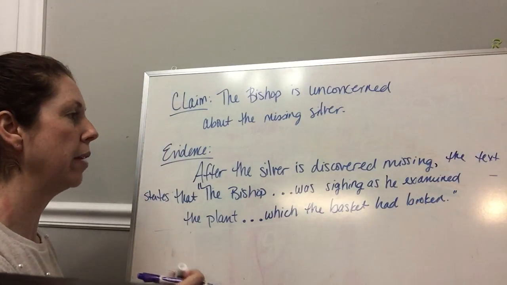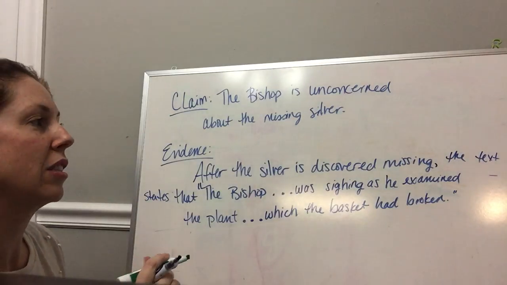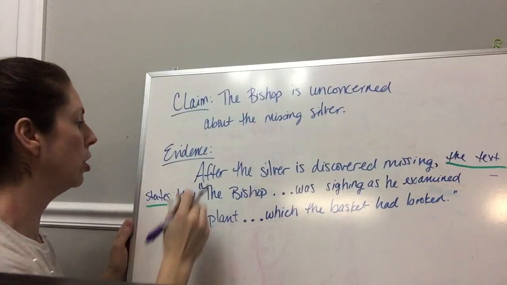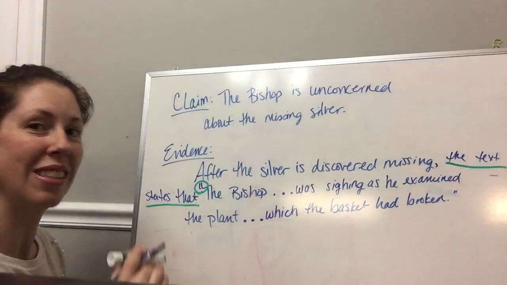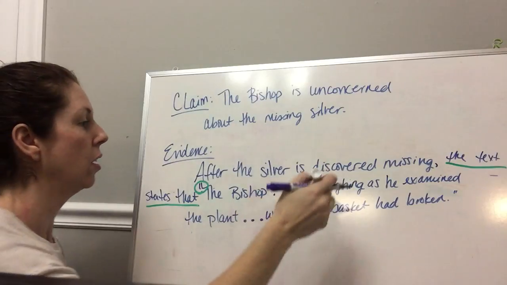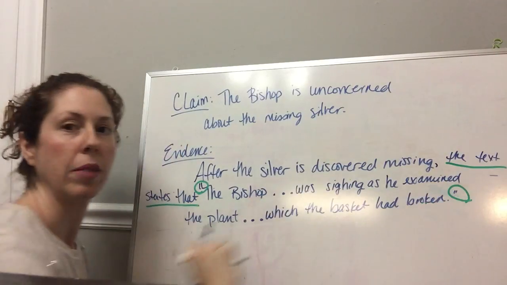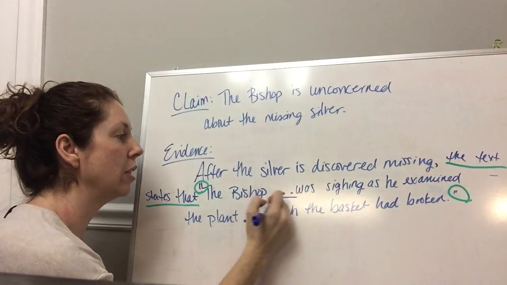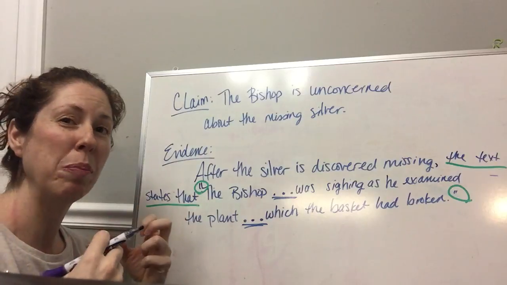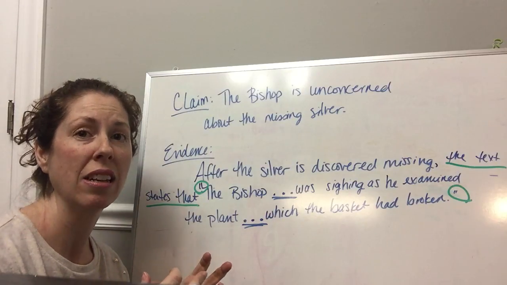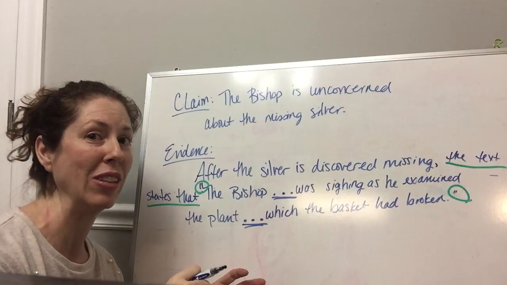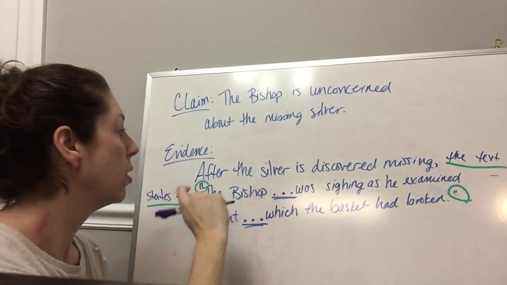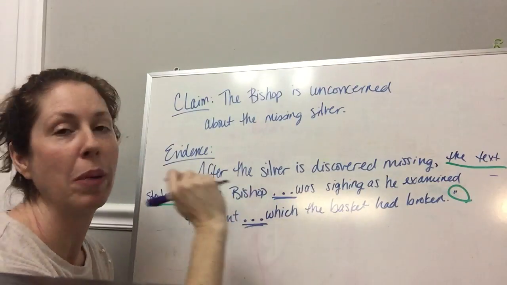Quotes. All right. So after the silverware is discovered missing, the text states that the bishop, here are my quotes, "the bishop was sighing as he examined the plant, which the basket had broken." Okay. So when I use these dots, I'm taking out bits of the text that I don't really need, that was supposed to be supporting my evidence. So now, instead of having all that extra information, I've just got what I need: the bishop was sighing as he examined the plant, which the basket had broken.